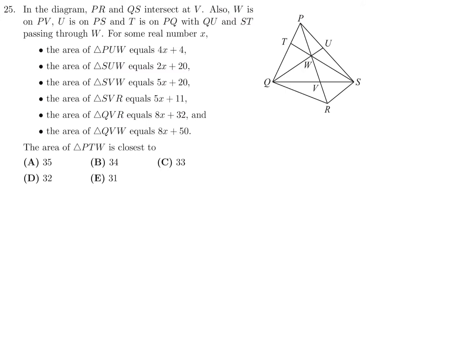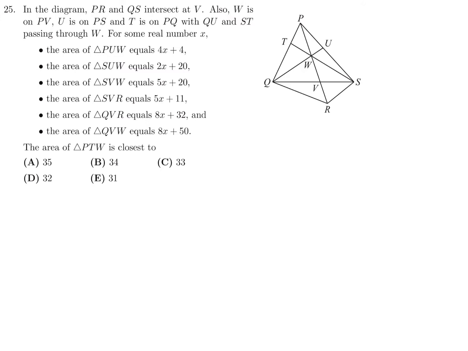In the diagram, PR and QS intersect at V, and also W is on PV. U is on PS, and T is on PQ, with ST passing through W, for some real number X. The areas of PUW are 4x plus 4, SUW is 2x plus 20, SVW is 5x plus 20, SVR is 5x plus 11, QVR is 8x plus 32, and QVW is 8x plus 50. What is the area of PTW?